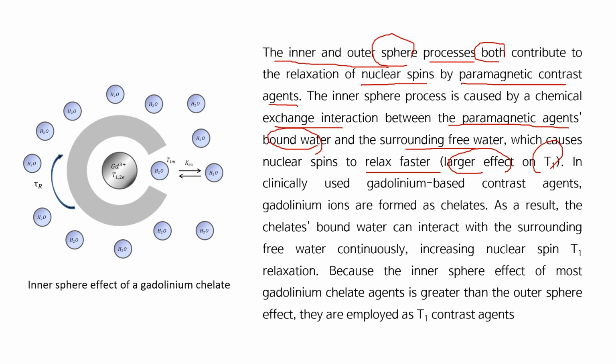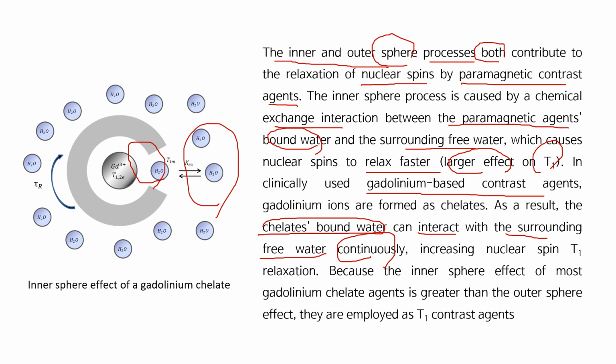In clinically used gadolinium-based contrast agents, gadolinium ions are formed as chelates. As a result, the chelate's bound water can interact with surrounding free water continuously, increasing nuclear spin T1 relaxation. Because the inner sphere effect of most gadolinium chelate agents is greater than the outer sphere effect, which will be discussed later, they are employed as T1 contrast agents.